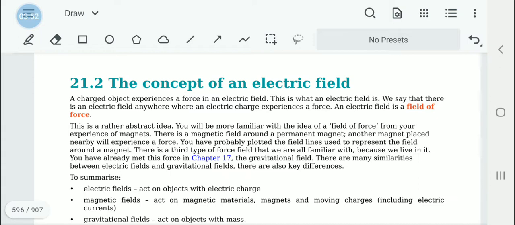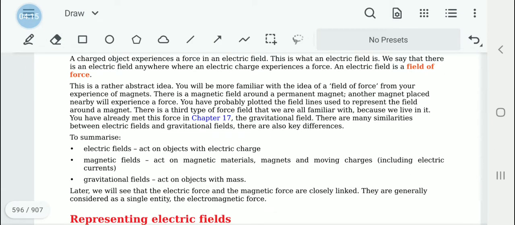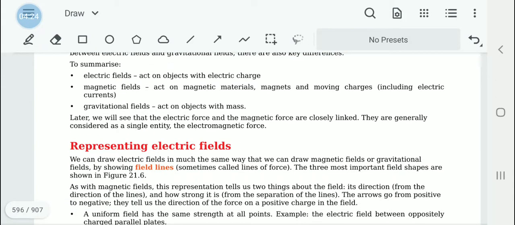The electric field is a field of force because it does work, just like a magnetic field or the gravitational field.